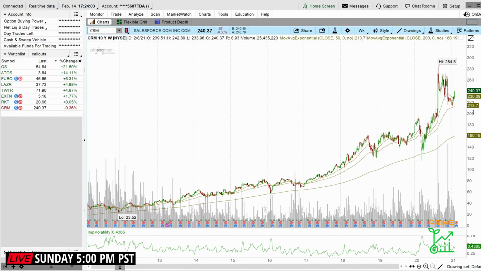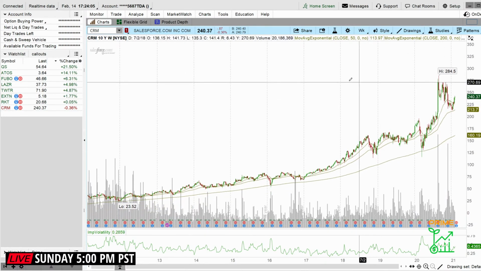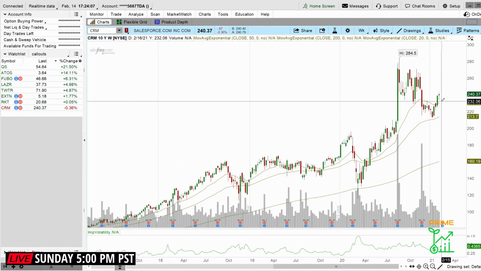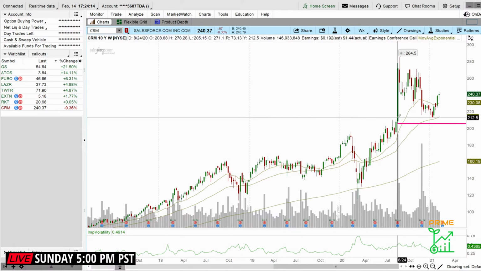But yes, I believe that a little bit more consolidation is in order for this, just looking at the weekly. Maybe we'll have a little bit more in here. Keep in mind on the weekly time frame, this will remain bullish until it falls below 205.15. Price could trade above 205.15 and remain in bullish consolidation on the weekly time frame.